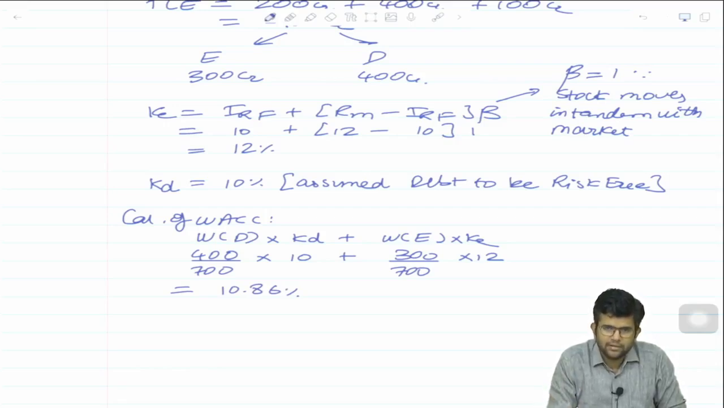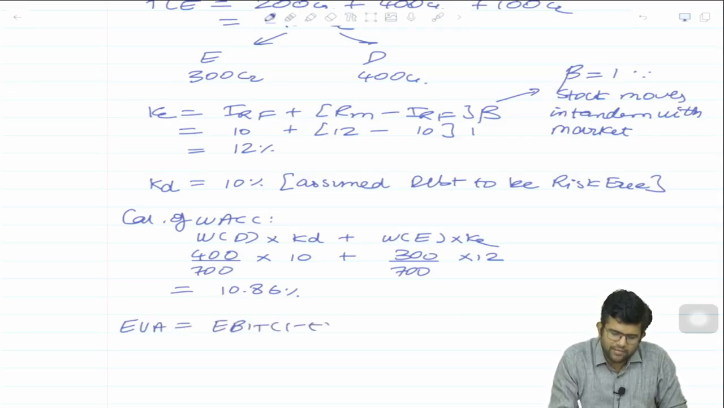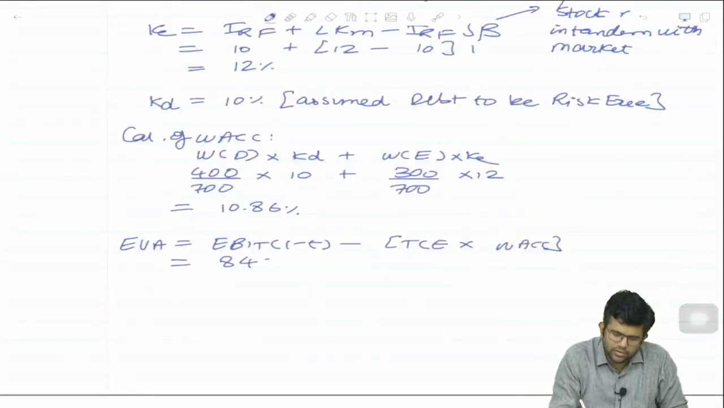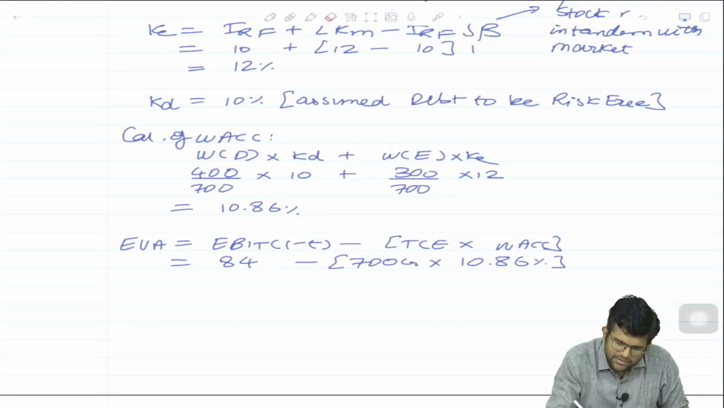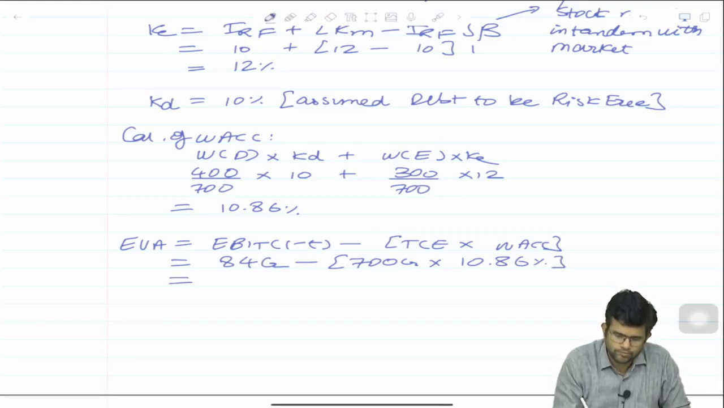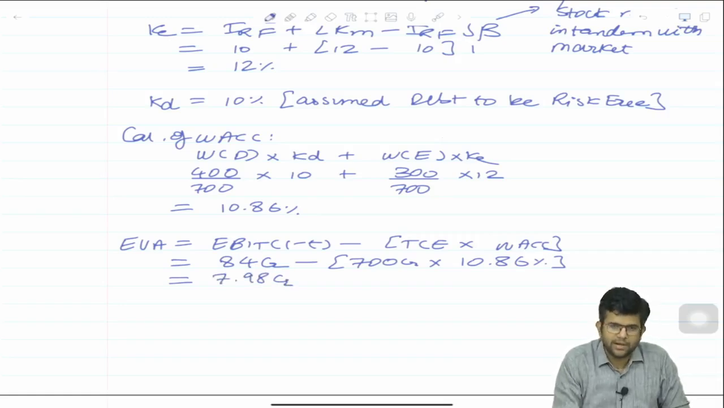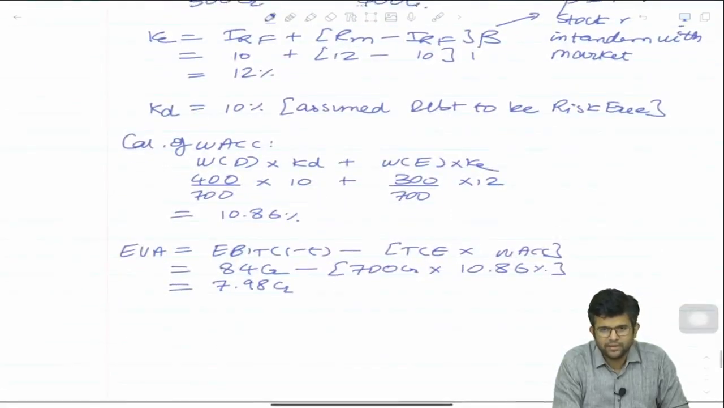10.86%. Okay. Can I say EVA is equal to EBIT (1 minus T) minus TCE into WACC. EBIT (1 minus T), that 84 crore only we will continue. There is no other information. TCE as we know is 700 crore and the WACC is 10.86%. Can you get me EVA please? 7.98 crore. Understood the question? I solved it actually. Understood everything? Simple.